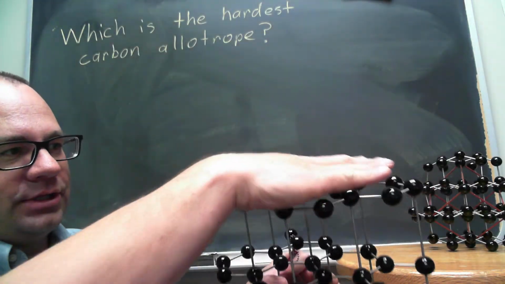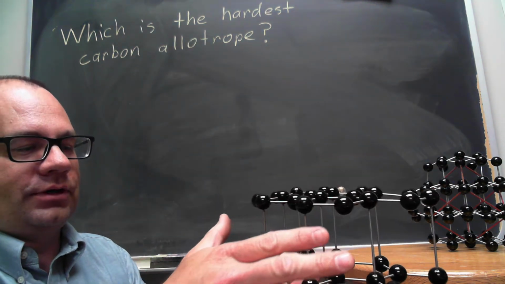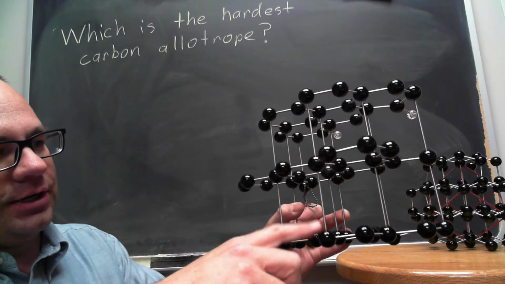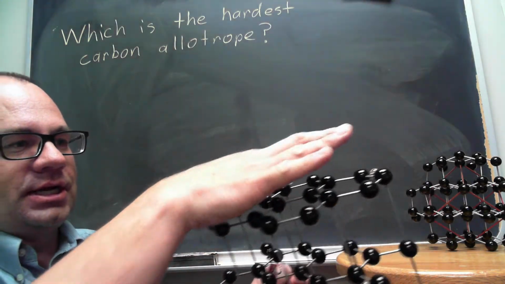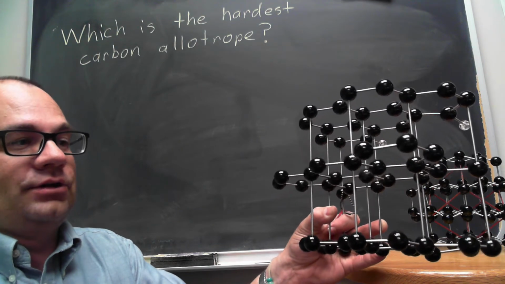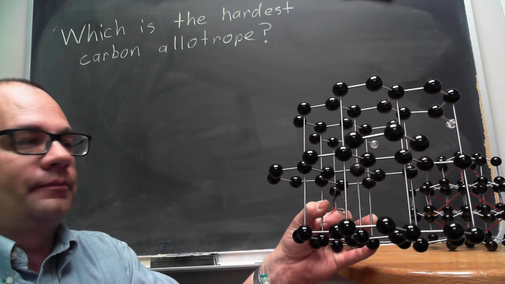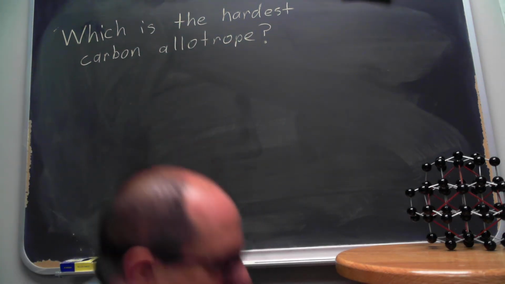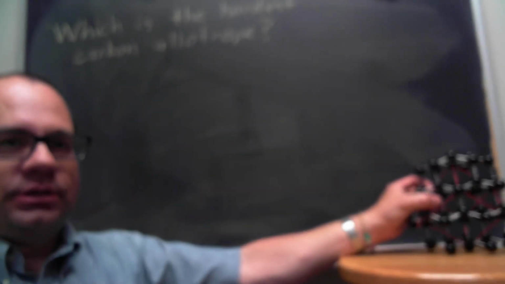Now, within the sheets there's covalent bonding and there's fairly strong attractions. Between these sheets there's very weak interactions, and these sheets can actually slide past each other, which makes graphite really soft, which makes it very useful for being used inside of a pencil. Okay, so that is not a very rigid carbon allotrope.